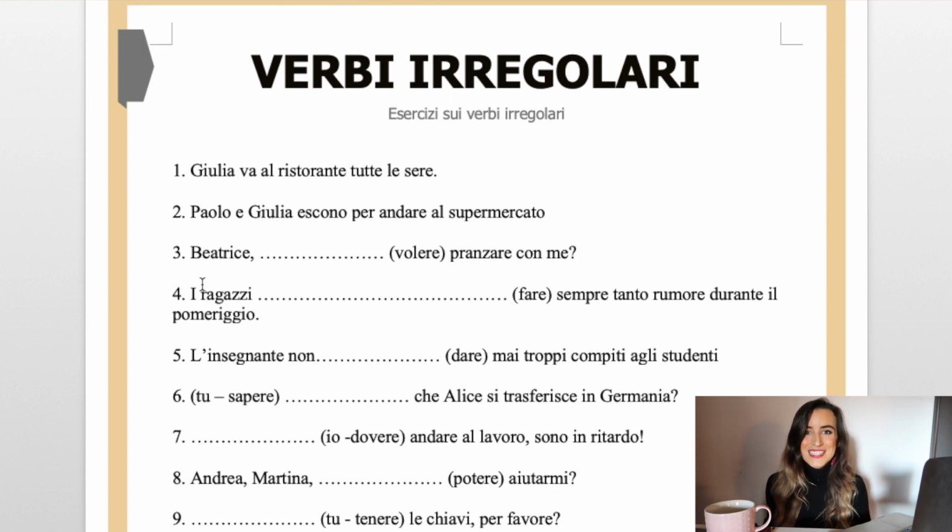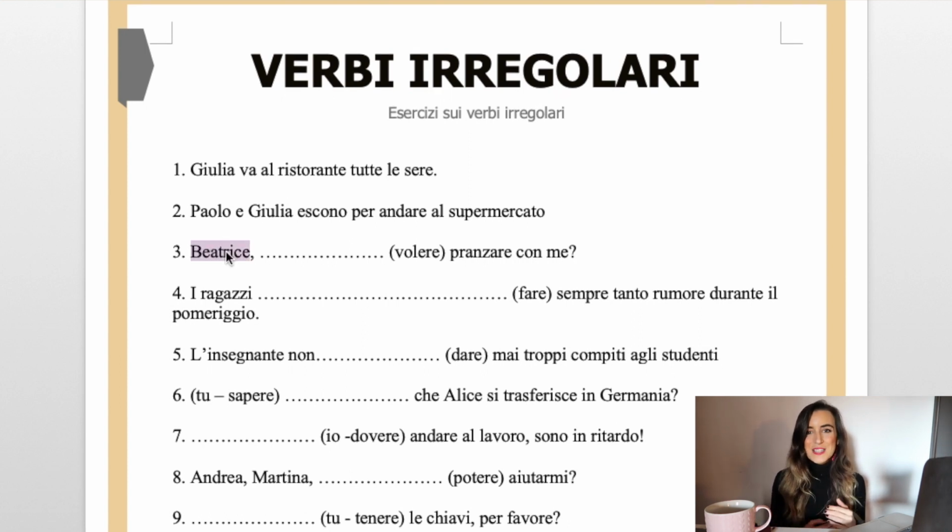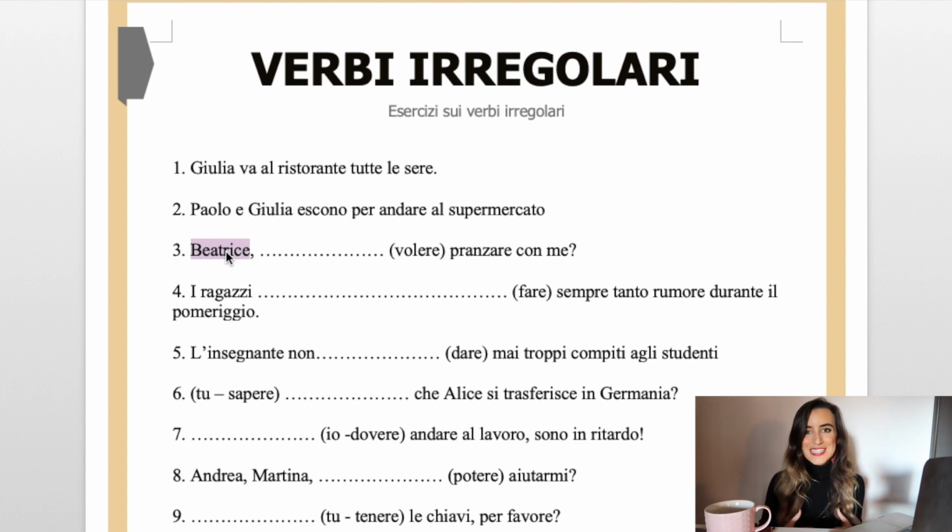Alright, on to sentence number 3. Here, let's have a look. So, Beatrice, comma, so we're talking to Beatrice. In this case, we're talking to a second person singular, tu. So, Beatrice, and then the verb is volere, want. So here, I guess the sentence means, Beatrice, do you want to have lunch with me?